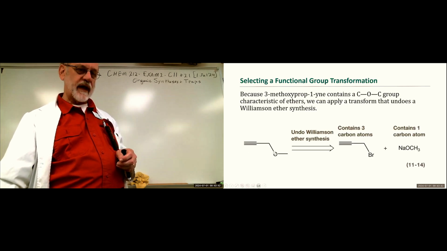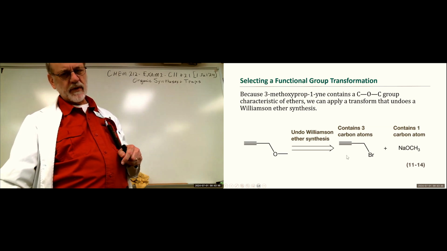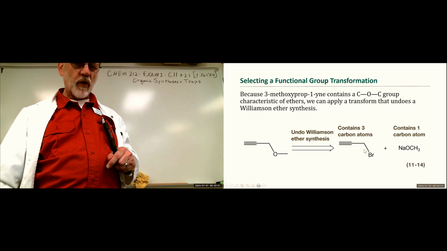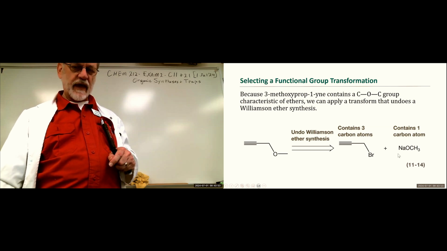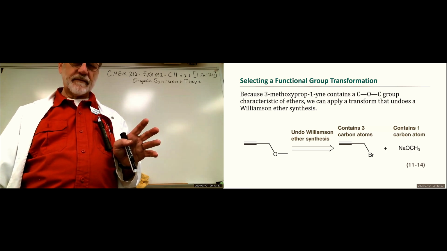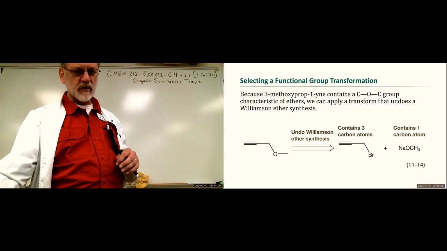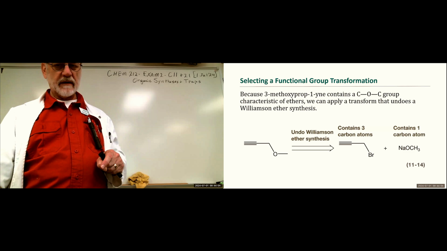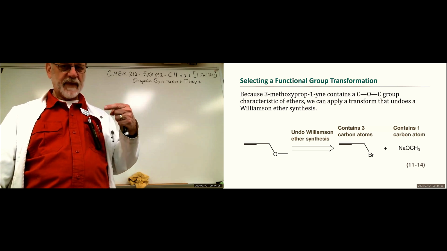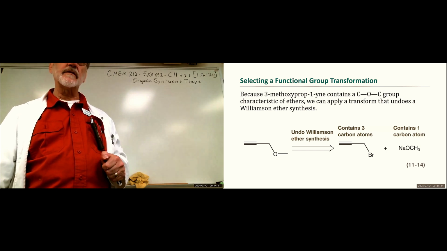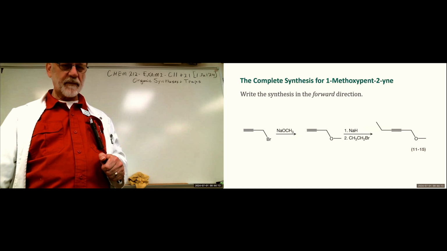So we take that one next, and we say, how do we make that? Well, if we brominate carbon 3, and we have a brominated alkyne, and then we use a methoxy to attack it, then that will form the ether with a Williamson ether synthesis.